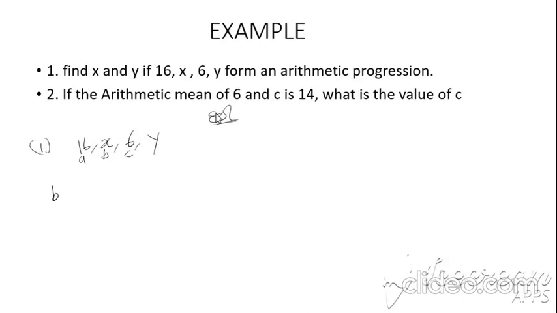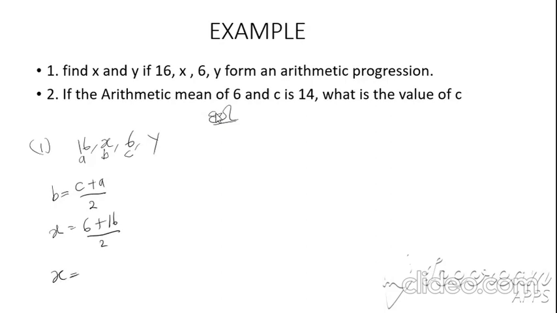So now let's apply the formula. Arithmetic mean B is equal to C plus A over 2. Now what should be according to this? That's x, the one we're looking for. And then what you see is 6 plus what's your A? That's 16 over 2 like that.